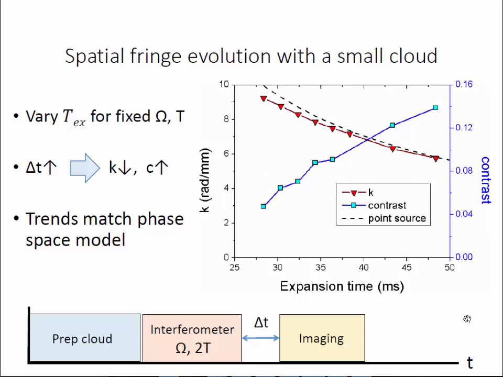You can also see that the fringe contrast rises as a function of the expansion time, which again is what you expect as these correlations between position and velocity build up. I should have to average over a smaller range of phase shifts, and I should get more fringe contrast.